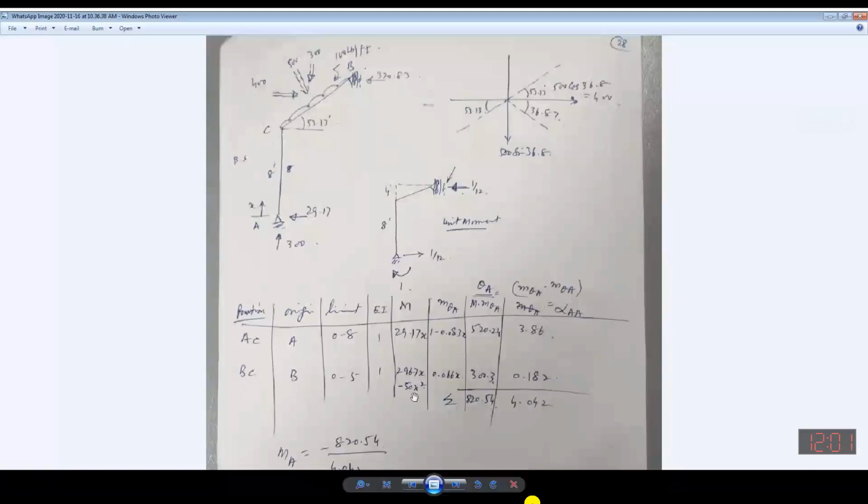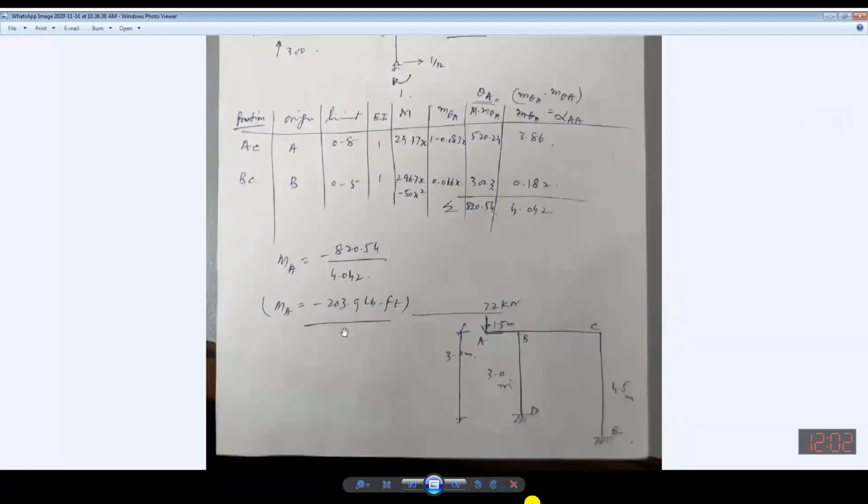Similarly, when you will be applying the unit moment, then you will be getting these values, and then if you multiply these two values it will give you total theta A, and when you square this one it will give you alpha AA, and then when you put in the values you will be getting MA, and if MA is obtained then you can find out the horizontal and vertical HAs as well.